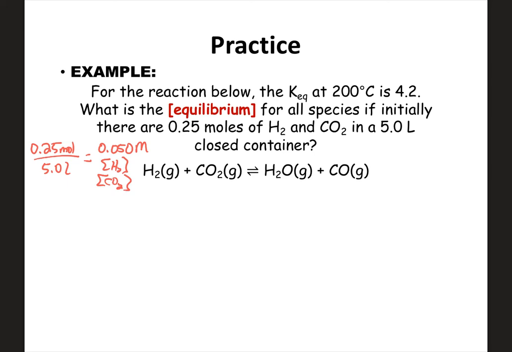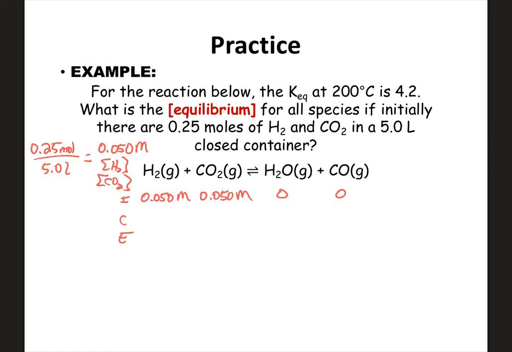So now I'm going to set up my ice table here. All right. So when I plug in my values, I know that there's 0.050 molar initially of the H2, 0.050 molar initially of the CO2. All right, so you can't use moles. You must be in molarity if we're using concentration. Initially, I don't have any H2O or CO. Because I don't have any of the products, I know which way the reaction is going to go. I'm going to use up the reactants forming the product.